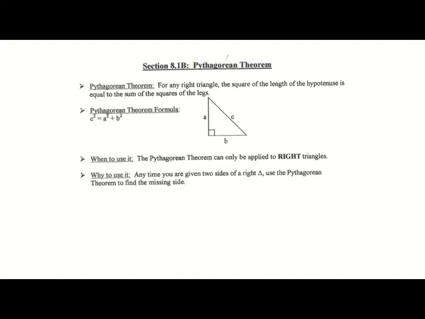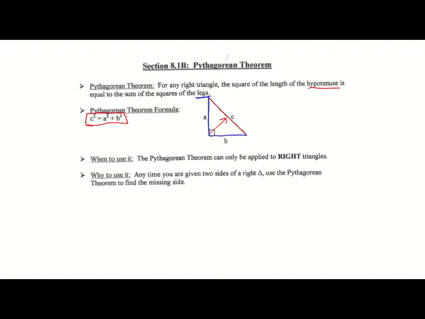So if you remember about a right triangle, our hypotenuse is our long side of the triangle right here. And then our legs of the triangle are our two sides that make up the right angle. So our hypotenuse is always straight across from the right angle. That's an easy way to find the hypotenuse. And our hypotenuse is always going to be c. So our Pythagorean theorem formula is c squared equals a squared plus b squared.